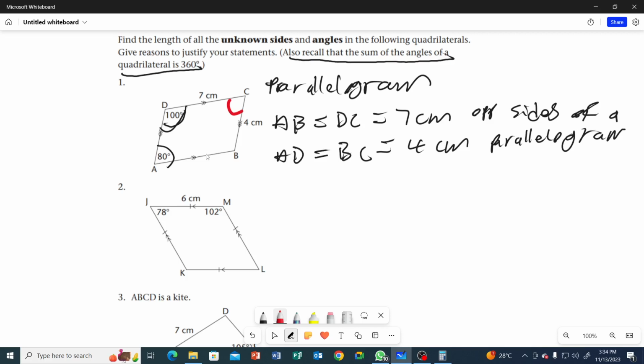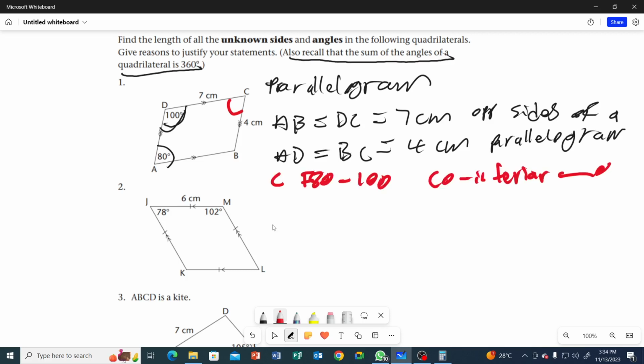So C is equal to 180 minus 100, reason: co-interior angles. Co-interior angles, what about them? They sum up to 180 degrees. Red is too thick. Let me go back to black.